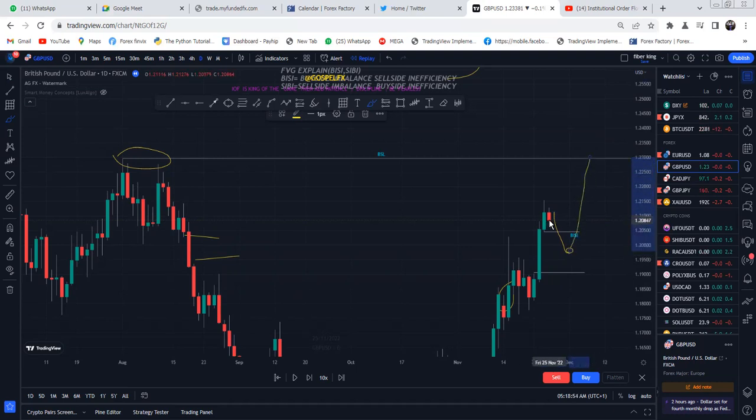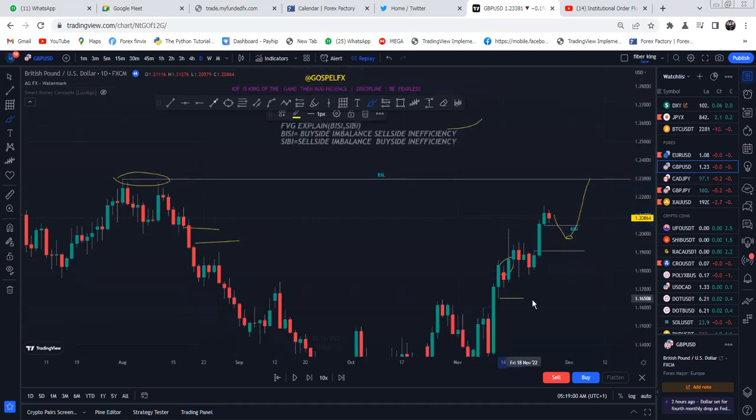Now, it might not happen instantly. There are things that you have to look into to know if price will fill it instantly or not. For example, we had this inefficiency here. This is another fair value gap. You see that the wick of this candle did not trade down to rebalance this. Neither did this one come back to close this gap here, right? So this is another inefficiency, but it wasn't filled.